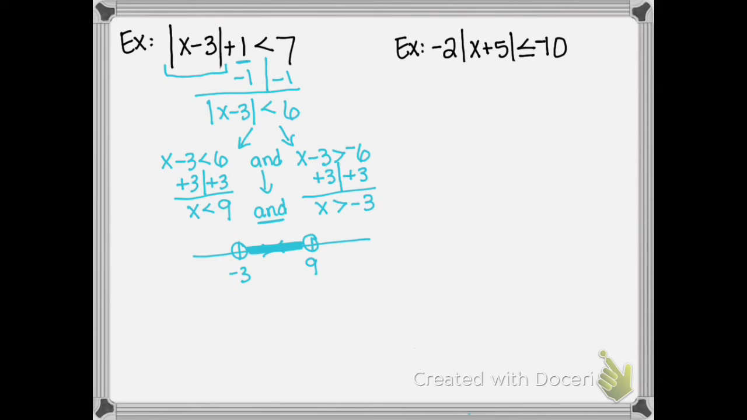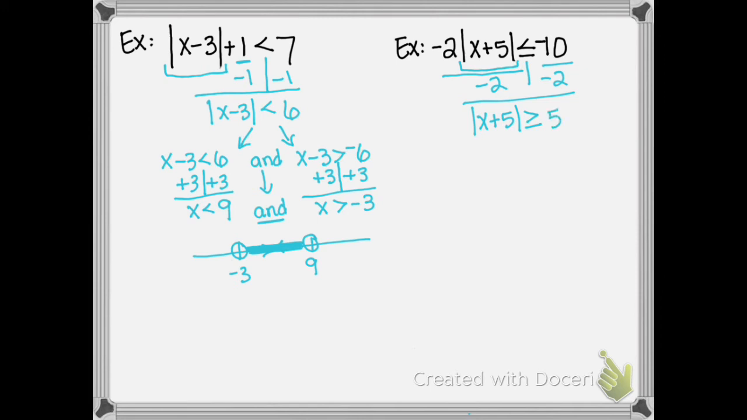For the second example, we have our absolute value here. There is a -2 being multiplied on the outside, so the first thing we're going to do is get rid of the -2 by dividing. Dividing cancels multiplication. The absolute value will drop down. Now we have to remember we divided by a negative number, so that inequality is going to switch and become greater than or equal. -10 divided by -2 will give us a +5.